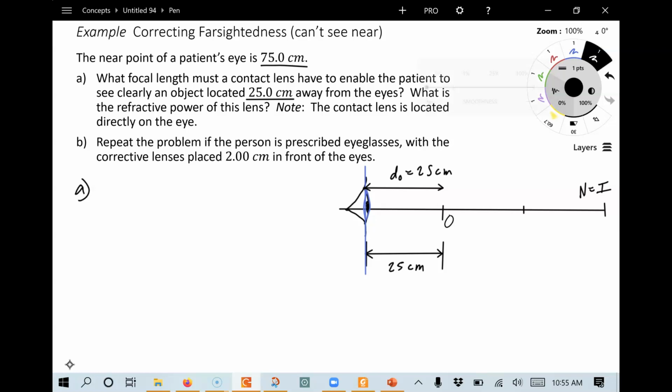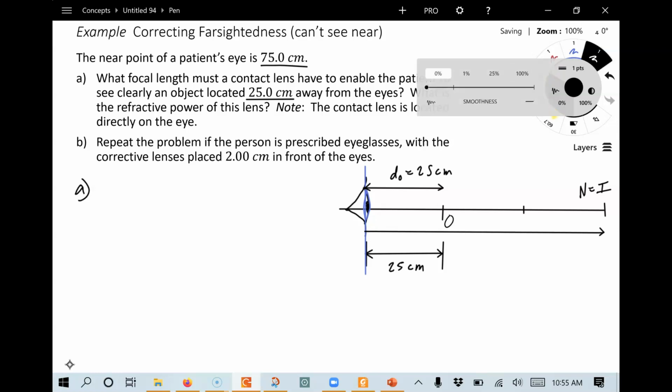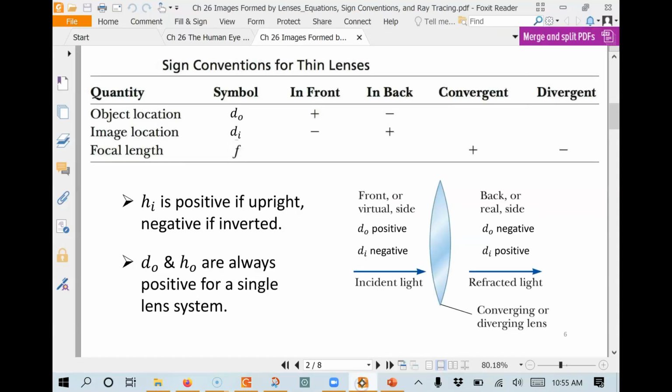Now to measure that out, what is DI? Again, as usual, start from the edge of the lens out to the point where the image is located. And so this is going to be our image distance, DI, but we need to consider the sign conventions. So this is the front side here where the object is, right? And let's look at the image. Is it going to be positive or negative? Let's remember our sign conventions.